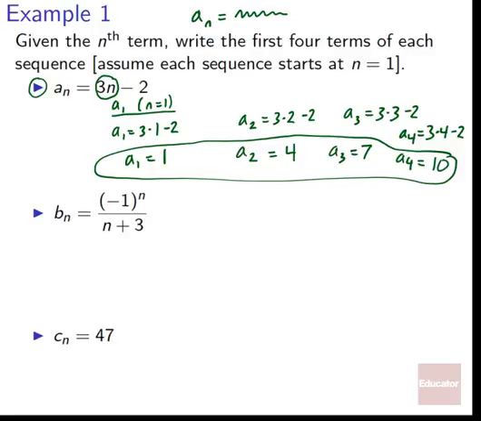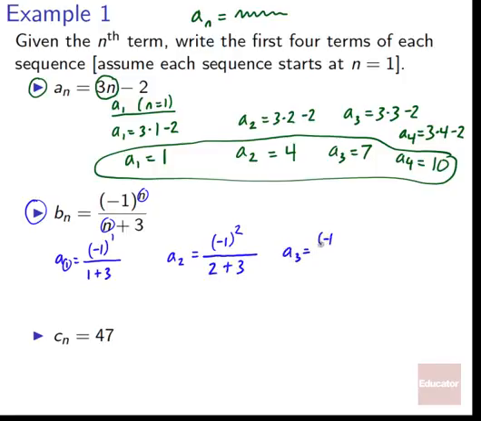All right, next one, bn equals negative 1 to the n over n plus 3. Our first one, a1, is going to be negative 1 to the 1 over 1 plus 3. We swap out all the n's for whatever term we've got. Next, a2 equals negative 1 to the 2, divided by 2 plus 3. A3 is equal to negative 1 to the 3 over 3 plus 3. A4 is equal to negative 1 to the 4 over 4 plus 3.